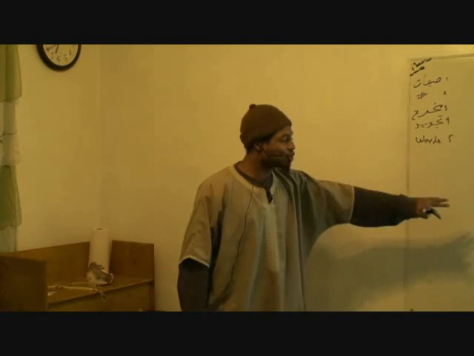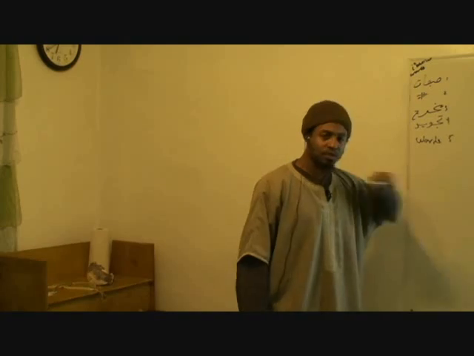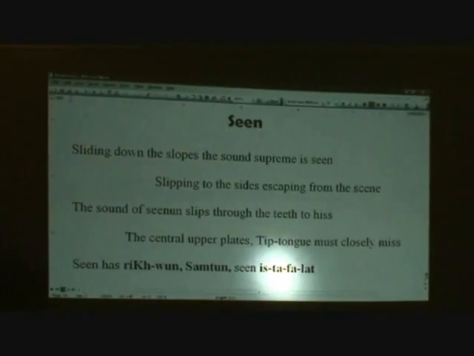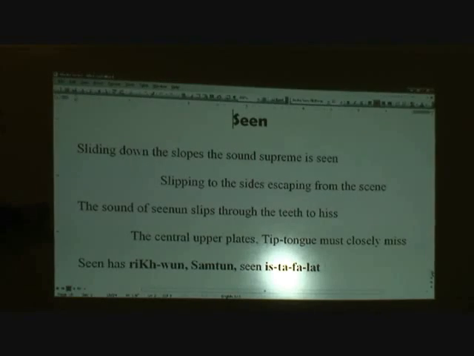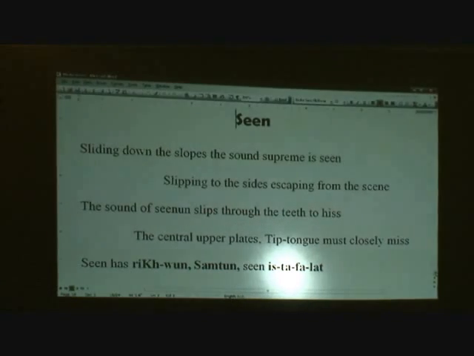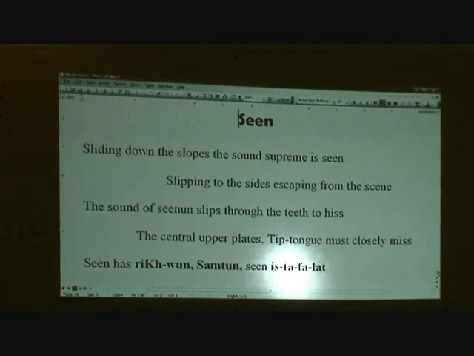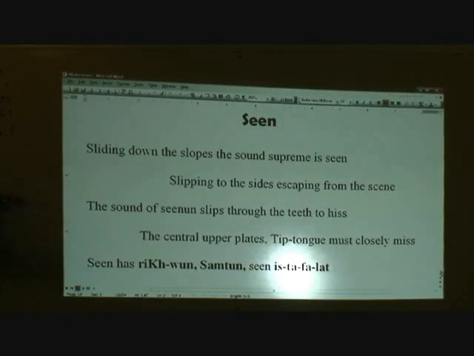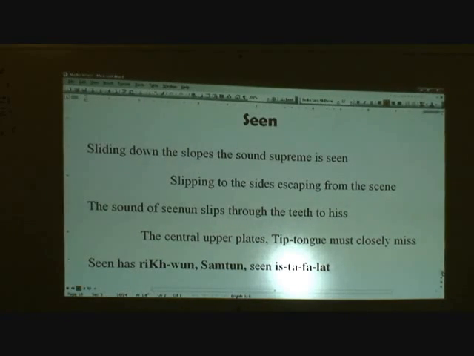All those practices teach you how to say the sound you already know, and that's seen. Then he tells you, "the sound of sinun slips through the teeth to hiss." What he's telling you here is how exactly to get to the place of articulation, the makhraj of sin: "the central upper plates, the tip tongue must closely miss." Watch this now.